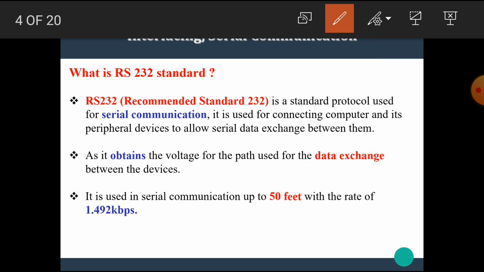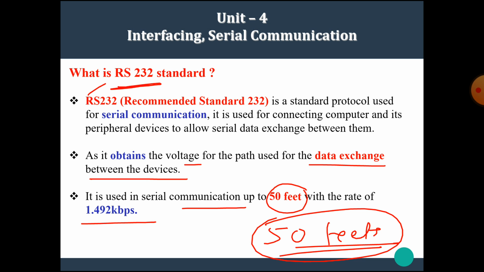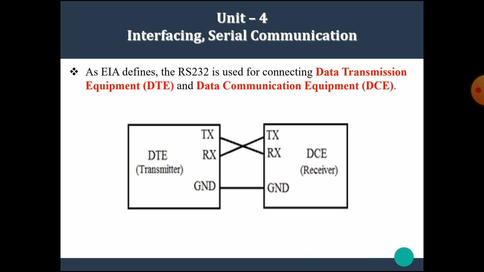Okay, as it obtains the voltage level for the path used for data exchange between the devices. It is used in serial communication up to 50 feet with a rate of 1.492 kilobits per second. That means the RS-232 standard can be used up to a distance of 50 feet. Okay, this is the range of the RS-232 standard without loss.